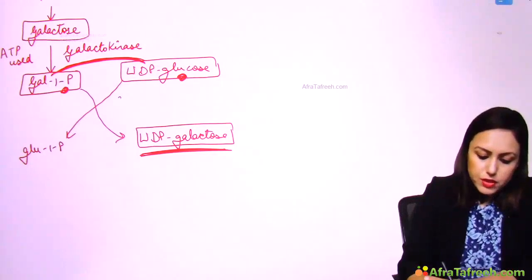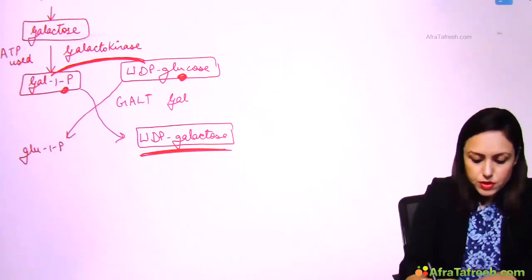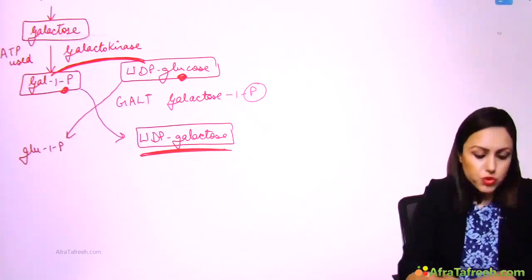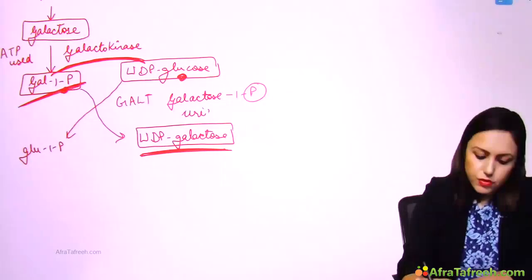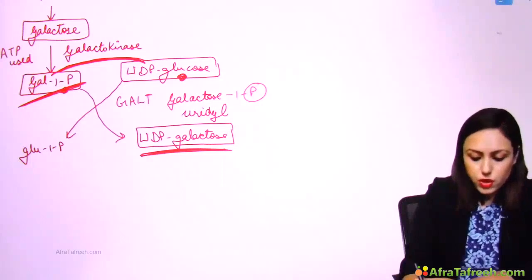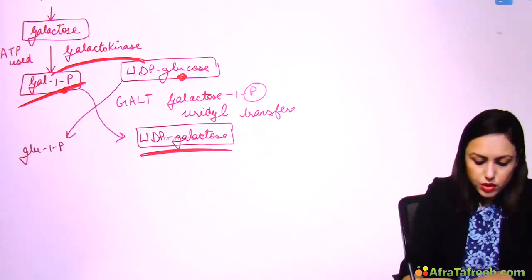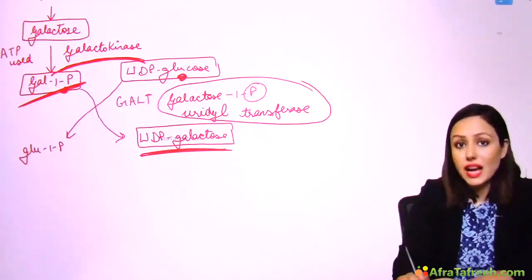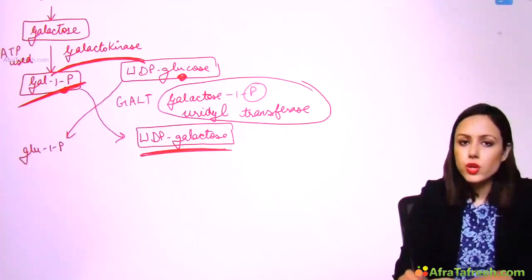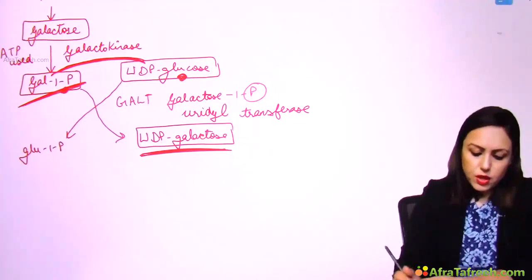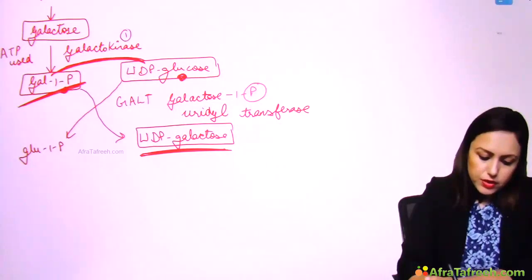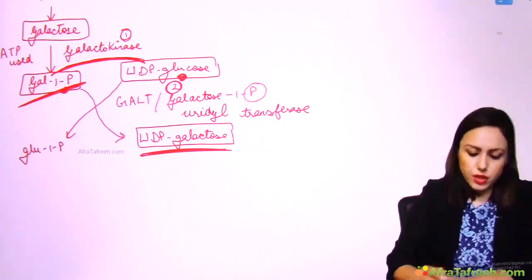The name of this enzyme is GALT. GALT, full form is galactose 1-phosphate. I have taken the name of the substrate, that is galactose 1-phosphate. Work this enzyme is doing, it is transferring uridyl group. So it is uridyl transferase, short form is GALT. So I repeat, GALT is galactose 1-phosphate uridyl transferase. Okay. Now, so this is galactokinase is number 1 enzyme, first enzyme. This GALT is number 2 enzyme.